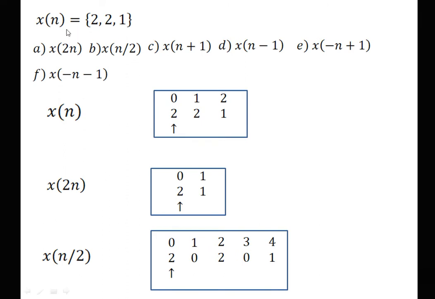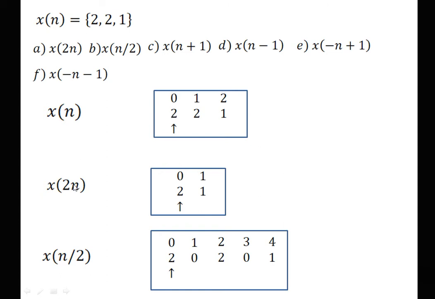Next problem, x of n is equal to 2, 1. First we require to do all 6 operations. So this is the x of n, 2, 1. The signal is present from 0 to 2 location. This is the location of the 0th.